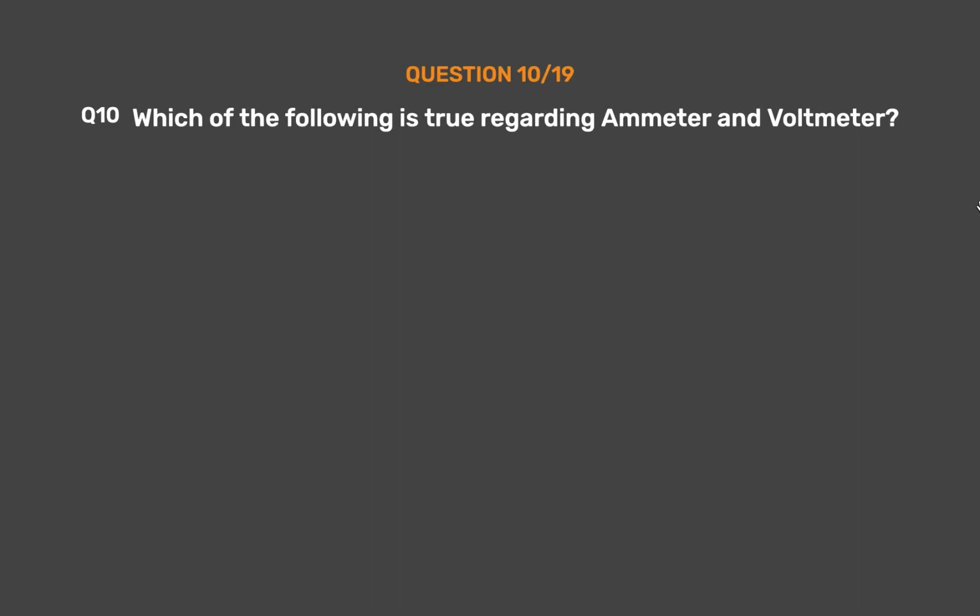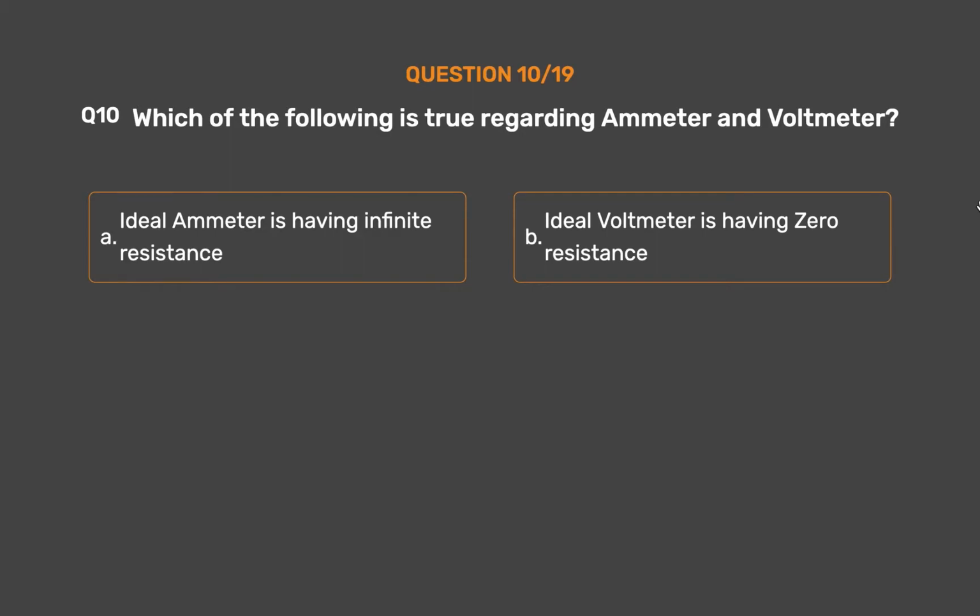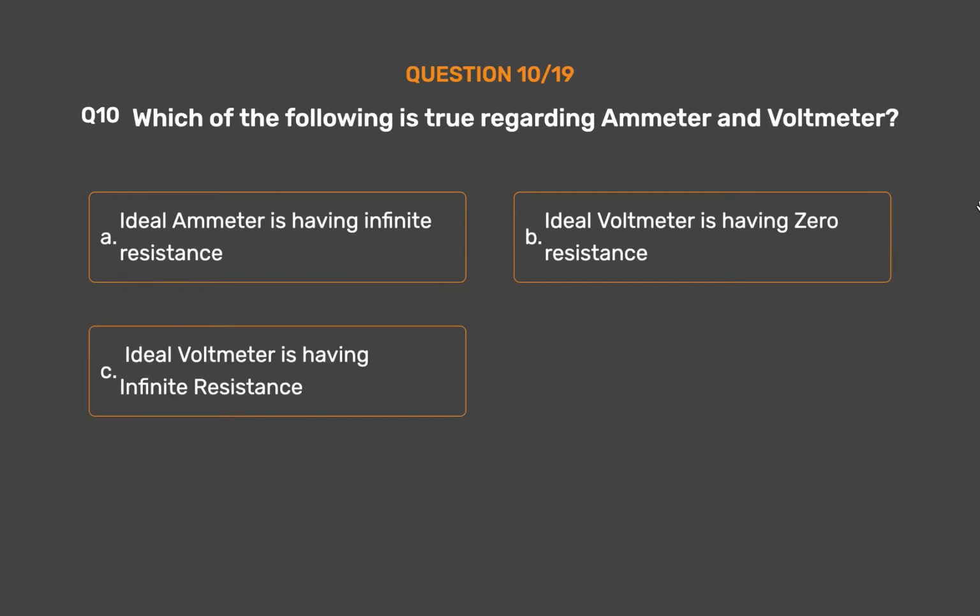Question number 10. Which of the following is true regarding ammeter and voltmeter? Option A. Ideal ammeter has infinite resistance. Option B. Ideal voltmeter has zero resistance. Option C. Ideal voltmeter has infinite resistance. Option D. None of these.